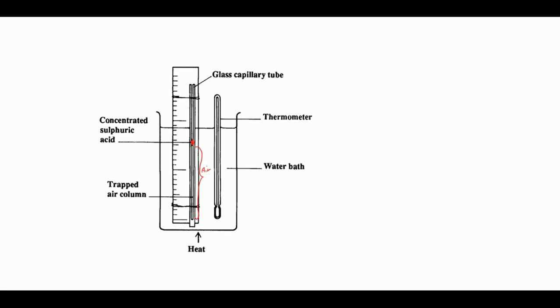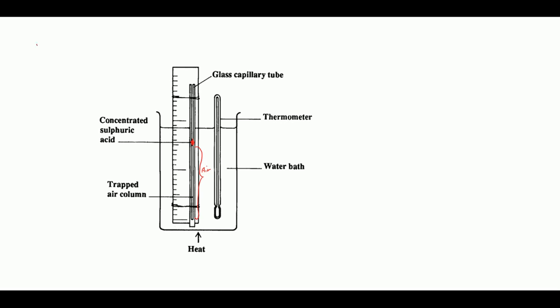So if you had to describe this experiment, you need to draw a simple diagram showing a column of air trapped by a concentrated sulfuric acid plug. You need to put this tube now in a water bath. We need a thermometer to measure the temperature of the water, and we also need a ruler to be able to measure the length of the air column, right?